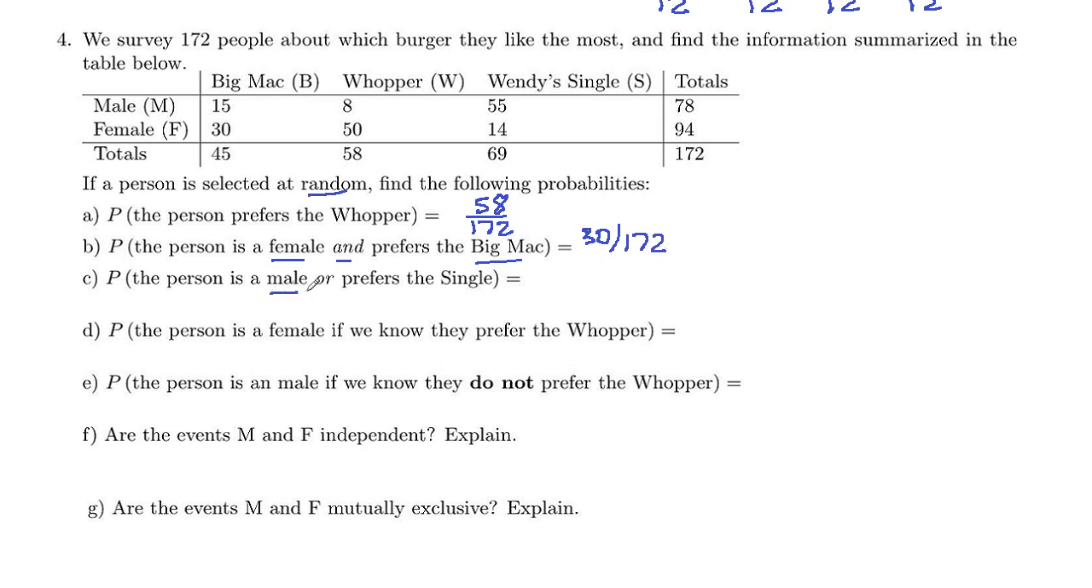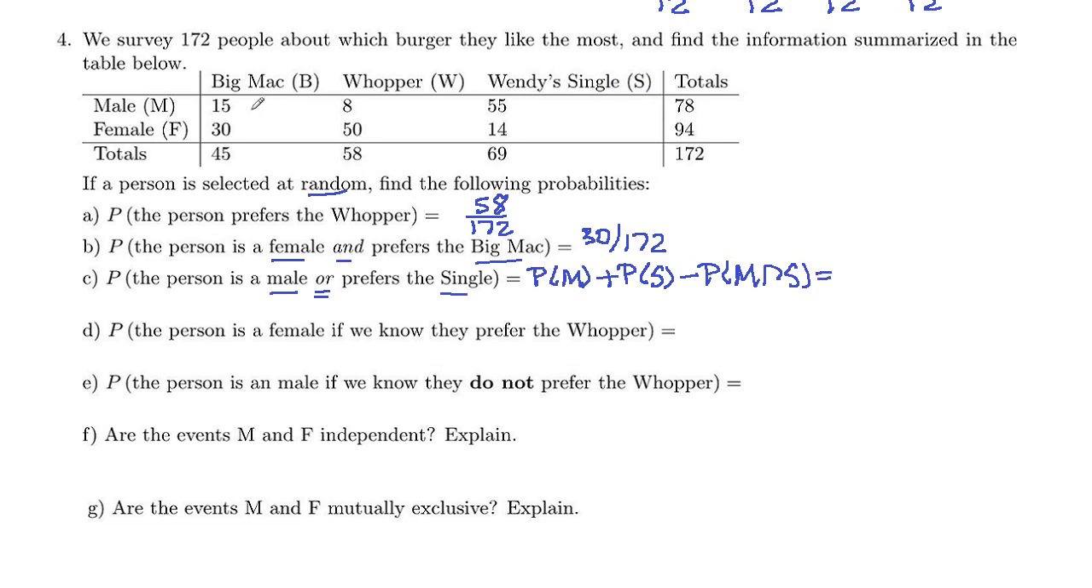And the person is male or prefers Wendy's single. Okay, so that's going to be union rule. So this is going to be probability that they're male plus probability that they prefer the single, S, and then subtract out the overlap, male and single.